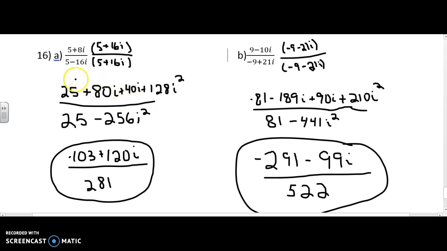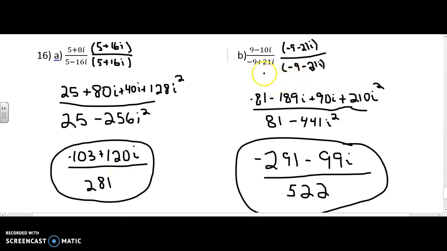So, for example, my denominator in this one was 5 minus 16i. The complex conjugate of that, it's a hard word to say, is 5 plus 16i. And I'm doing 5 plus 16i over 5 plus 16i and multiplying by that. I go ahead and multiply, do a lot of simplifying. Again, i squareds need to become -1. Combine those with these terms, and you end up with -103 plus 120i over 281. Not the nicest answer in the world, but it's the one that we get.